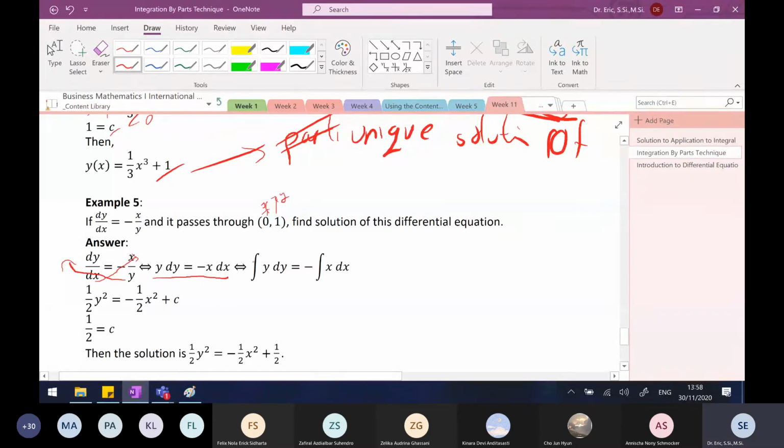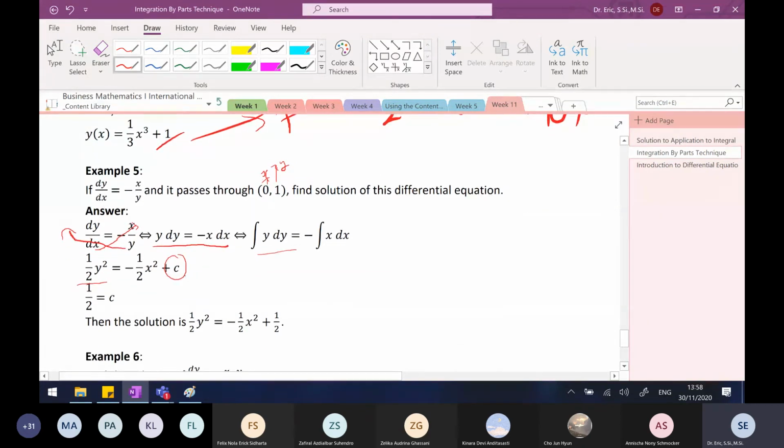And then I can integrate both the left hand side and the right hand side. What is the integral of y dy? A half y squared. Just use the constant for the right hand side. And what is the integral of this? Minus a half x squared plus constant. So the constant is just on the right hand side. You can use the left hand side also, but it is the same. So you have this one, and don't forget, it passes through (0, 1).